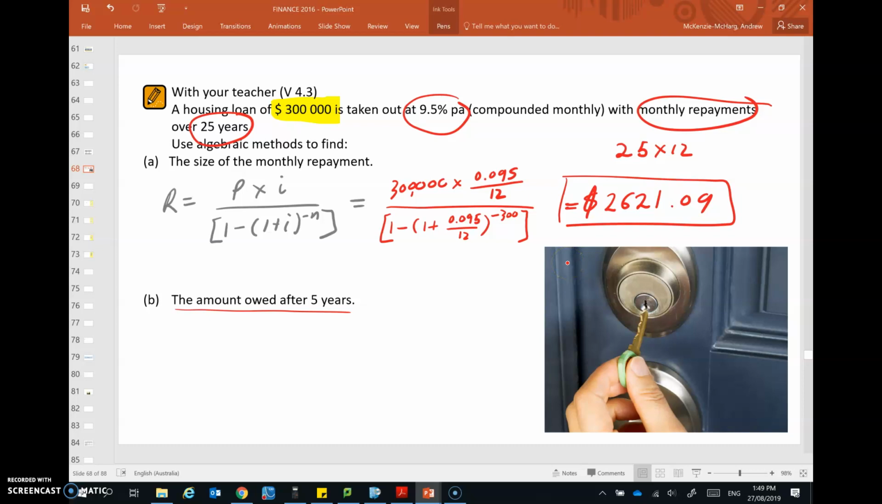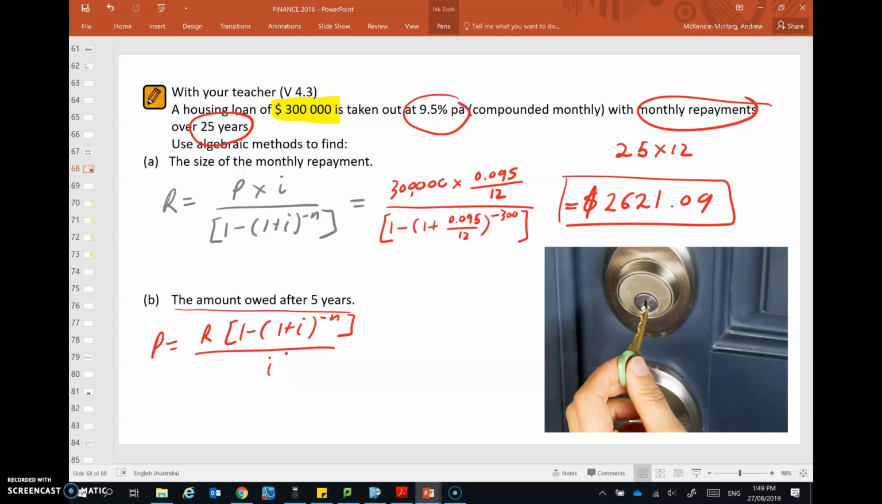This is something that you've done before. You might want to pause the video now and see if you can get the answer before I do, and then I'll show you what we get. So we're back to the regular equation here. P equals R times 1 take 1 plus I to the negative n over I.